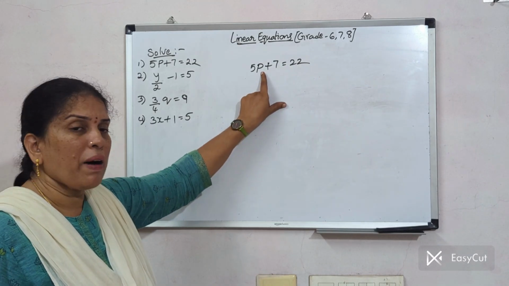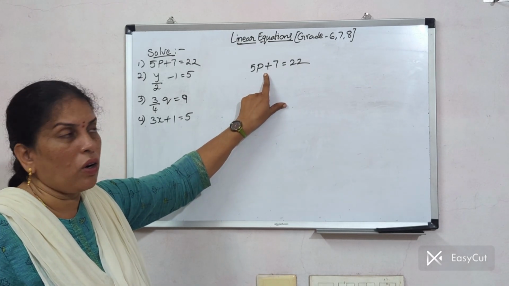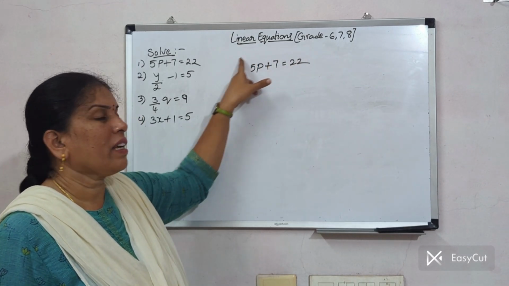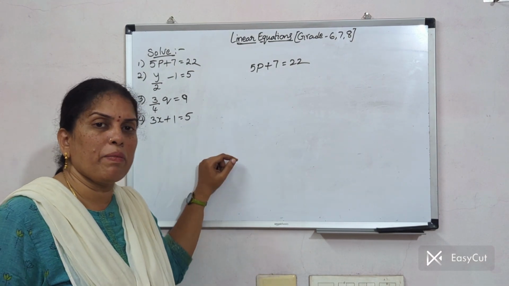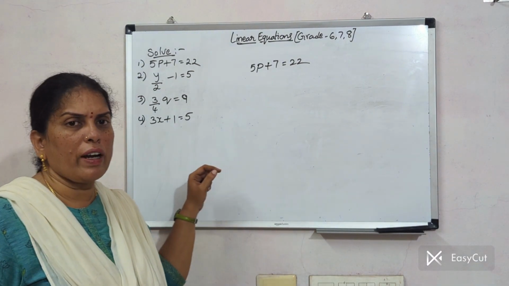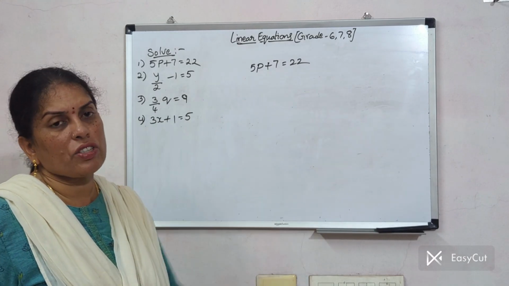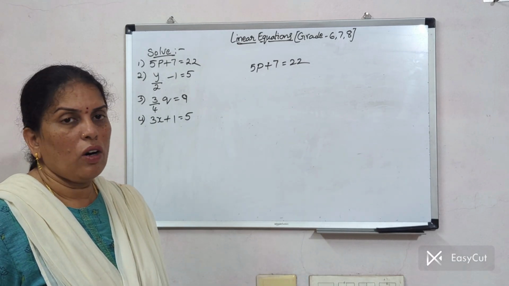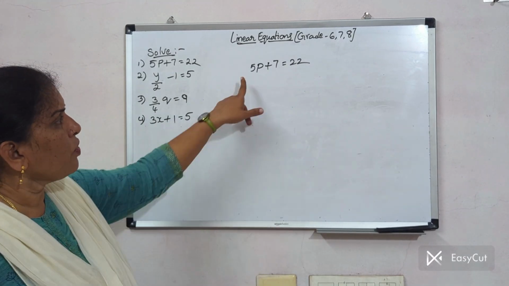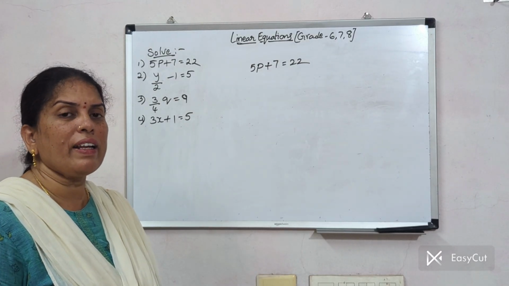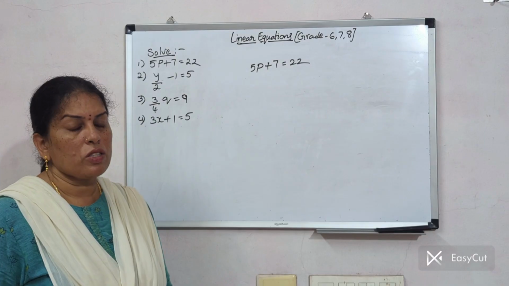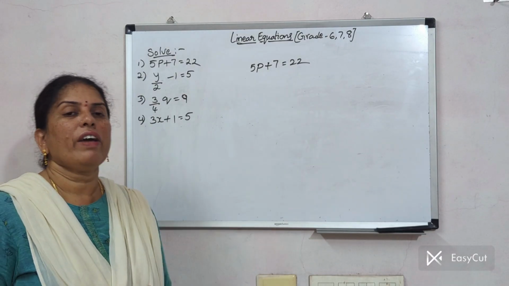So, what is the power of p? 1 only. So, this is called the linear equation. Linear equation means the power of the variable must be 1. All of you understood? This is the linear equation in one variable. Okay. Now, I will explain how to solve the given question. Solving means finding the variable value.